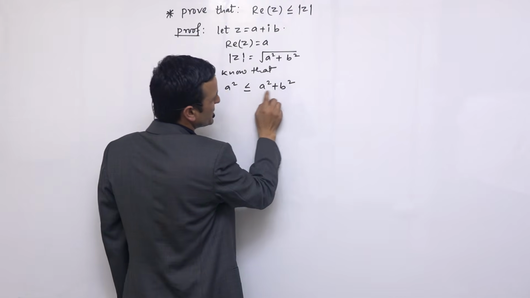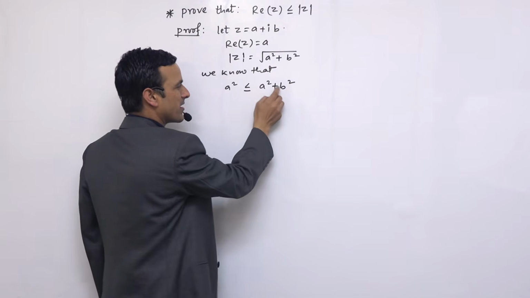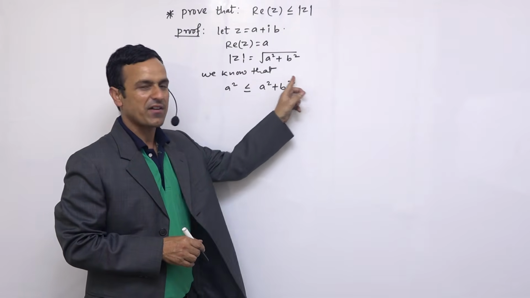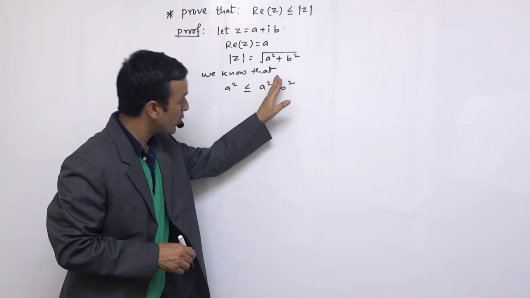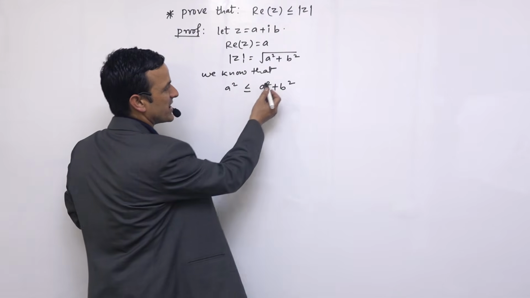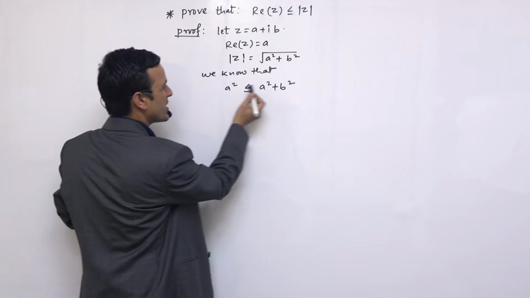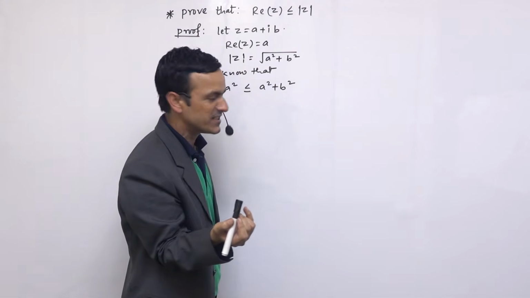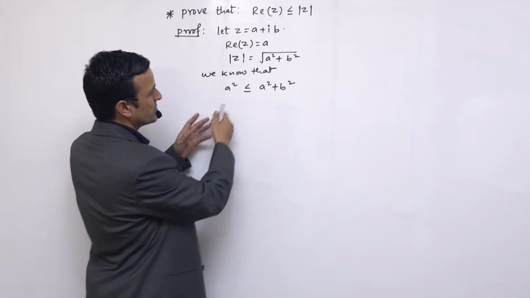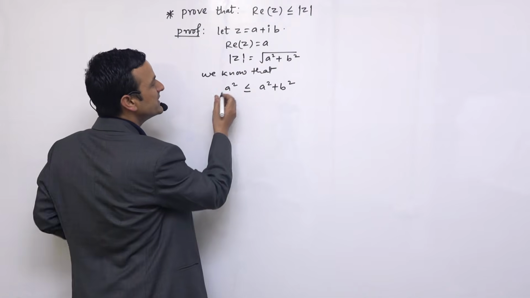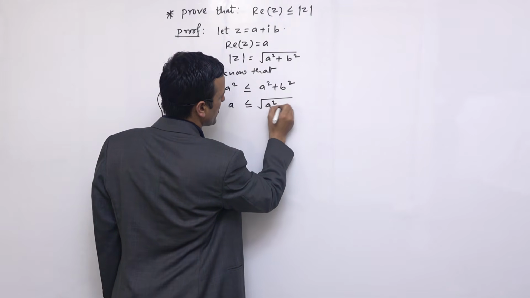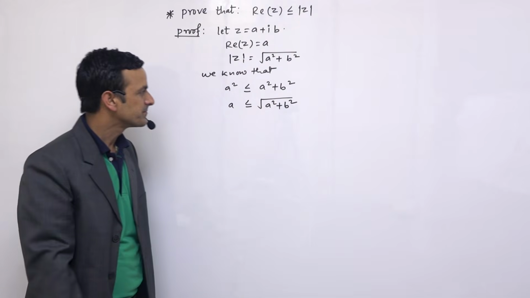So among these two terms, the square of any two real numbers, the sum of squares of any real numbers is always greater than or equal to the square of that number. The sum of any two square numbers is certainly greater than either one of the numbers. We can call this an axiom. This result is true. That means here a is less than or equal to modulus of the square root of a squared plus b squared.